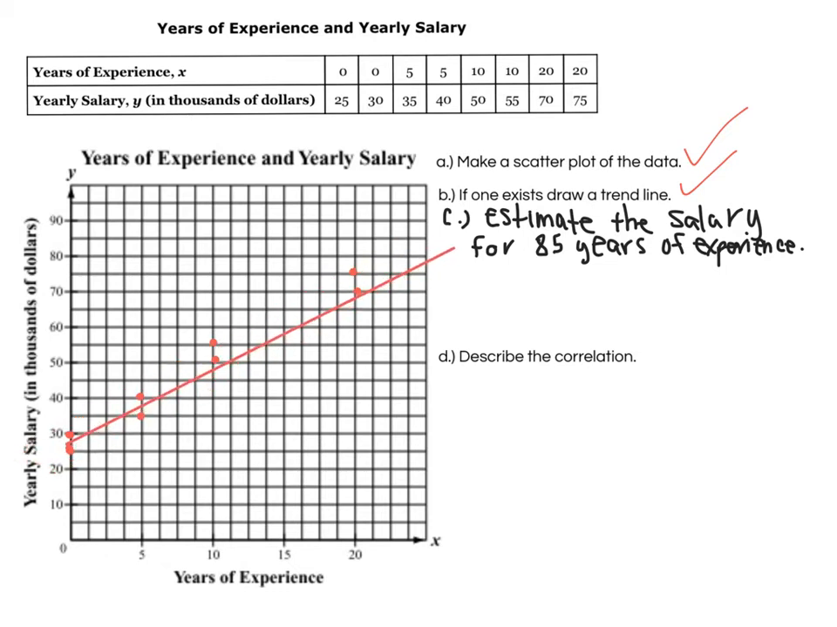Okay, so remember trend line, we're trying to get it as close to the points as possible. The points do not all have to necessarily be on the line. Sometimes none of the points will be on the line. Alright, so I'm just going to move this around until I feel like I have the best line here.